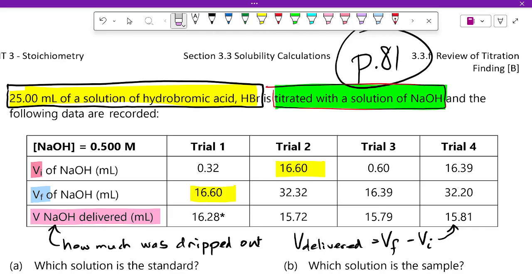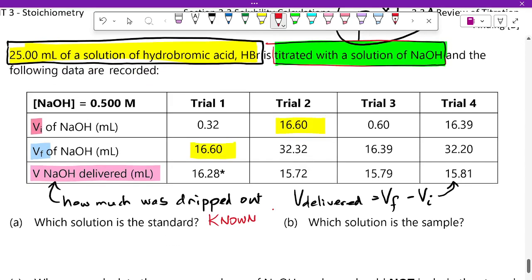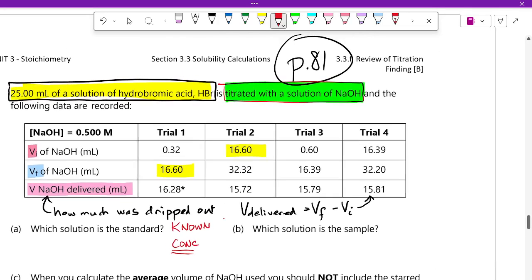So when we say standard, do we mean known or unknown? Known. And what do we know about it? What is it that is known about the standard? It is the known concentration. That means our sample is of unknown concentration.